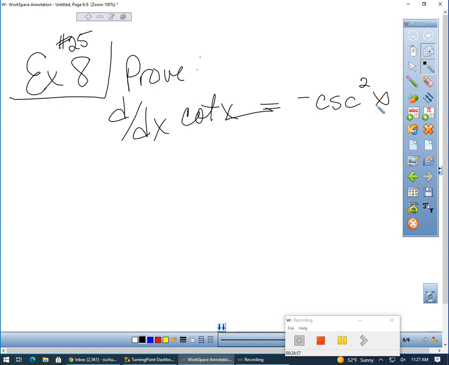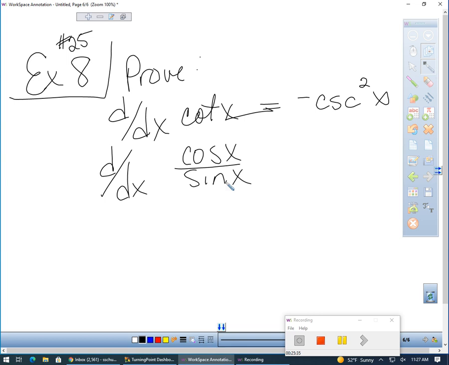We could write it as 1 over tangent. Is there any other way? That's the derivative. That's what we're proving. Yeah, so it would be cosine over sine. There we go. Let's use that one. So instead of saying cotangent x, I want the derivative of cosine x over sine x.